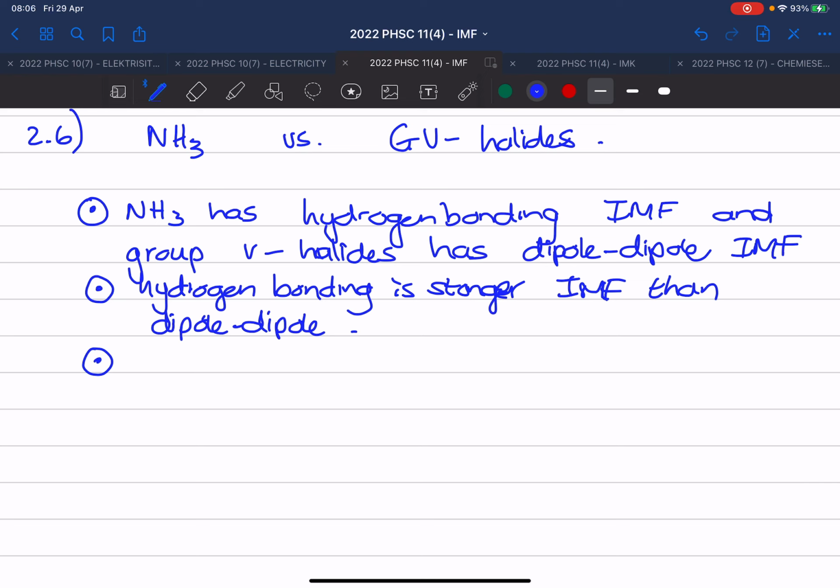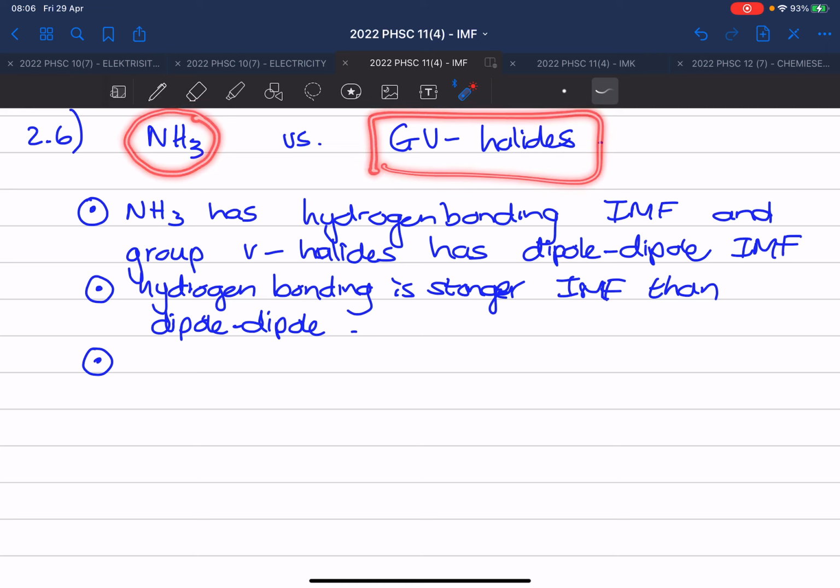Go to your notes. Go to page 9. On page 9, I said, how do you answer a question there? We are at the third bullet point. Which molecules? Look, what are we comparing? Ammonia with group 5 halides. Which one will take more energy? Which one did you just write down is stronger? Do you understand what you're writing down? No, you're not. Mama, you must pay attention.